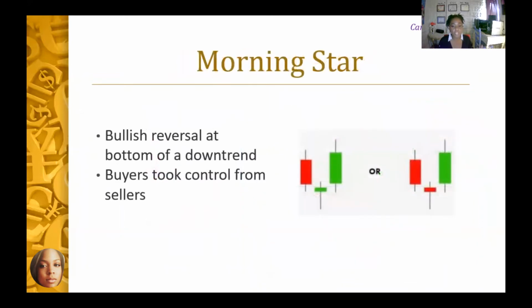All right, so the morning star. This is what it can look like. The middle candlestick of the morning star can be either bearish or bullish, it doesn't matter. The point is that the last candle of the three-candlestick pattern is a bullish candle, and that it closes above the close of the first red one. Those are the major points to keep in mind about the morning star. It is a bullish reversal. So if you see it at the bottom of a downtrend, that's letting you know buyers are about to take control from the sellers. It's about to go up, not down.